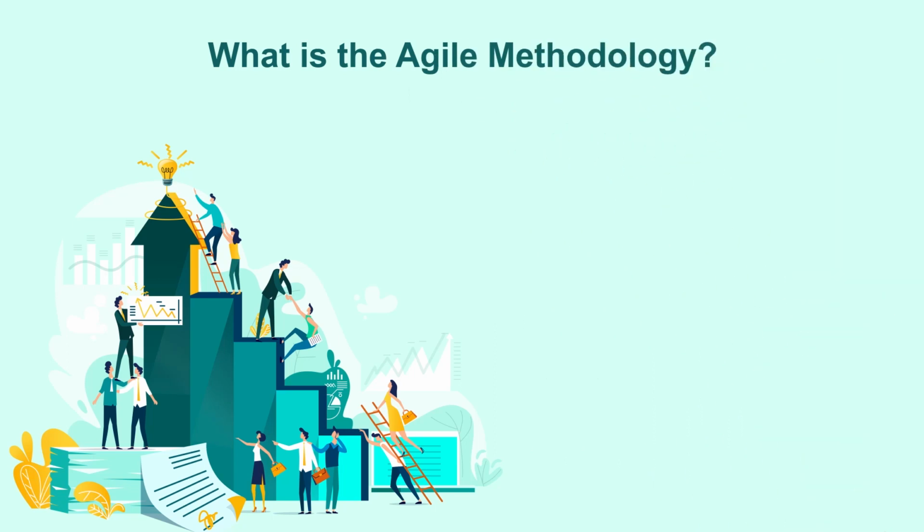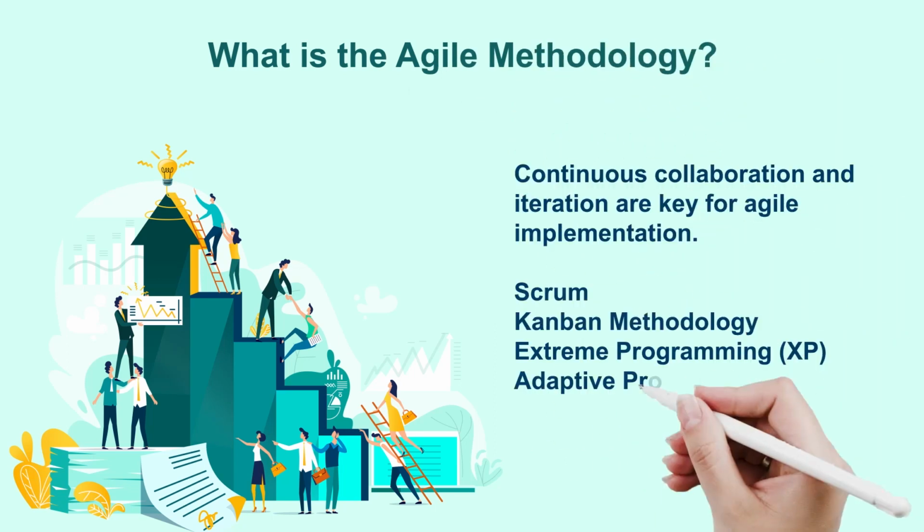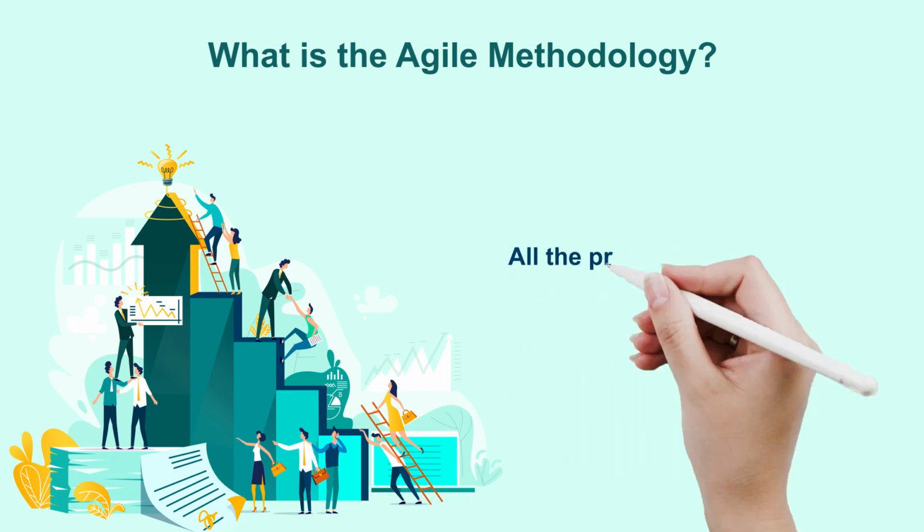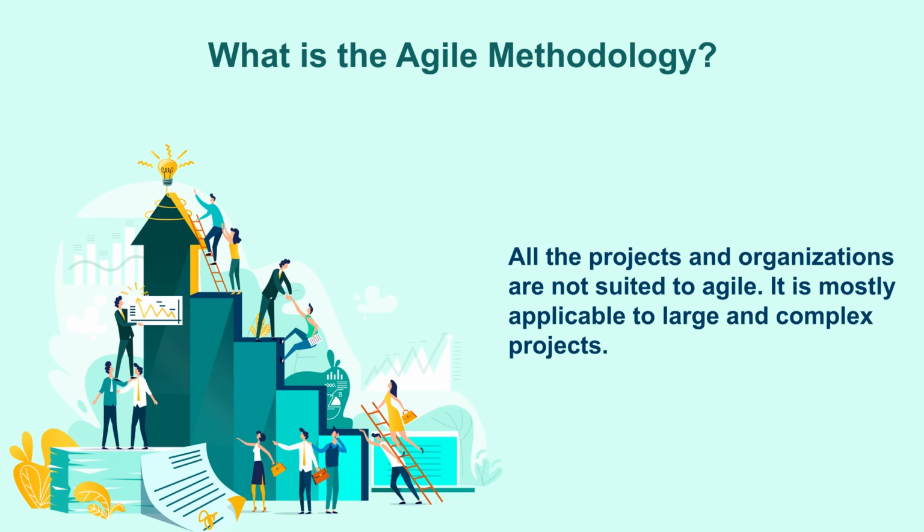What is the Agile methodology? Continuous collaboration and iteration are key for Agile implementation. Scrum, Kanban methodology, Extreme Programming, and Adaptive Project Framework are the Agile frameworks. Not all projects and organizations are suited to Agile. It is mostly applicable to large and complex projects.